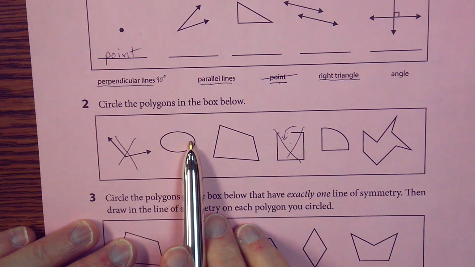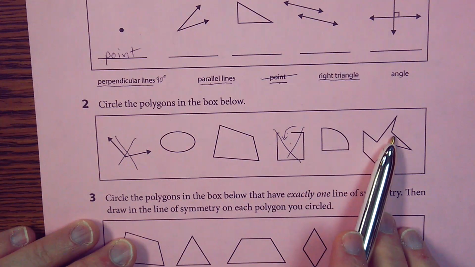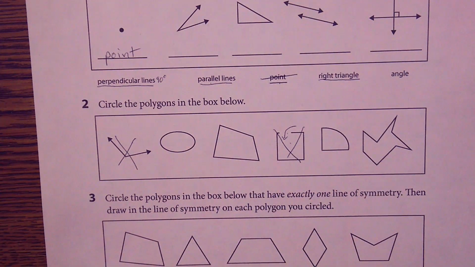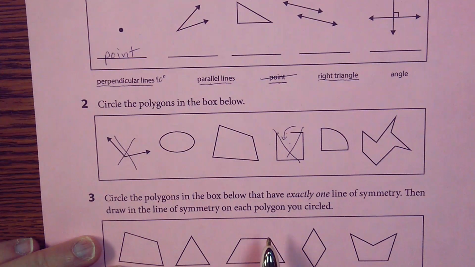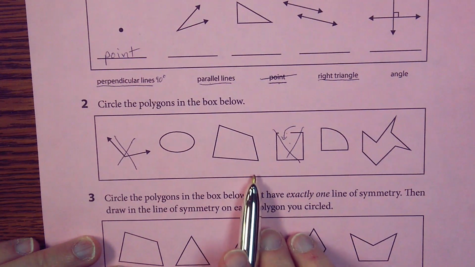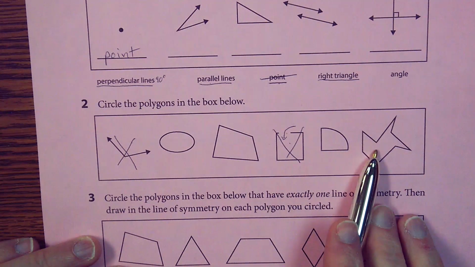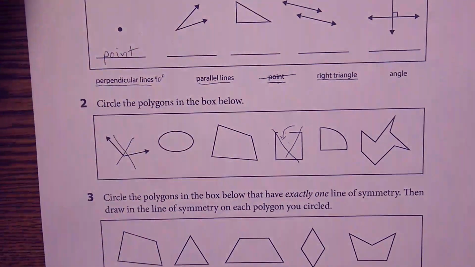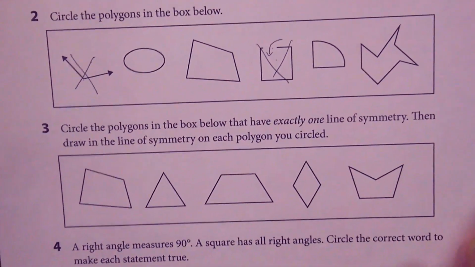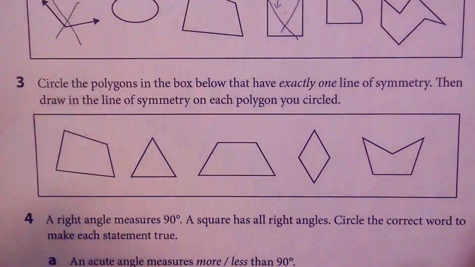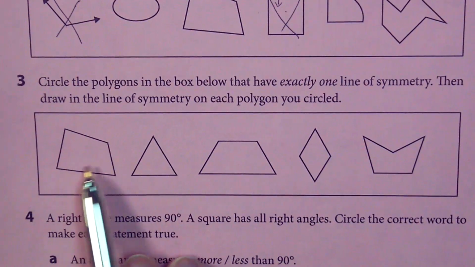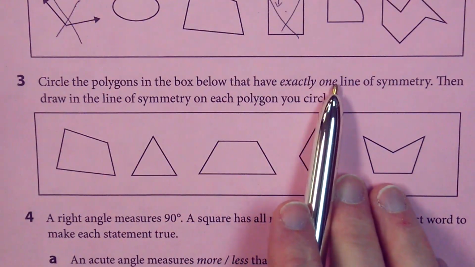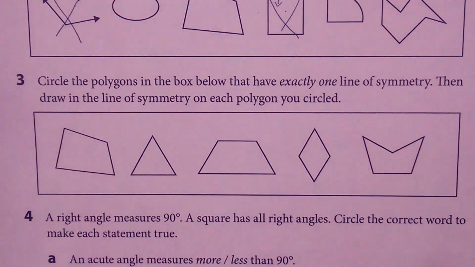Now, if you're going to circle the ones that are polygons, well, you probably need to see if you have three or more sides with these polygons. I'm going to let you count the sides and determine which ones of these are polygons. If you can count three or more sides, you should circle it. You're going to circle the polygons in this box that have exactly one line of symmetry.